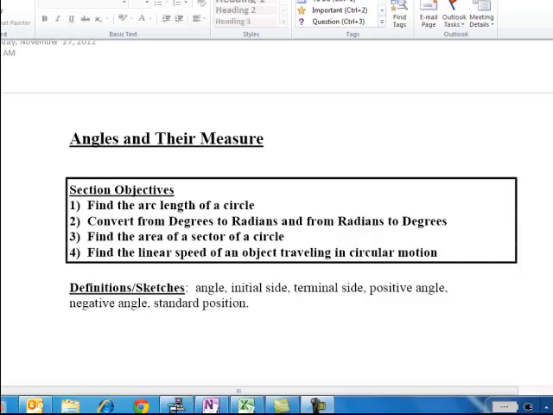This video is covering angles and different ways to measure the angles. We'll also look at formulas for arc length and area of a sector, or a part of a circle. And then finally we're going to look at what are called linear speed and angular speed of objects traveling in circular motion. So those are our objectives for this section.